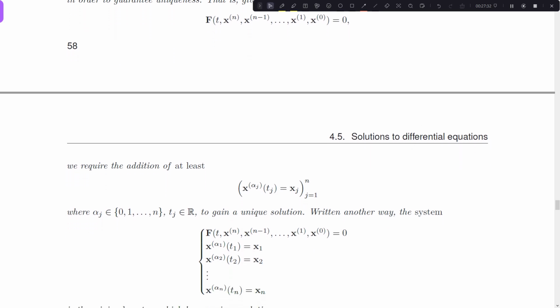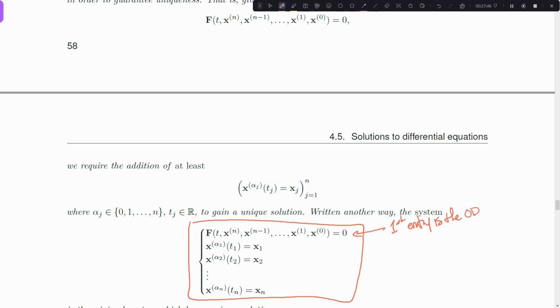So written another way, I would probably write this as a system. This is written as a big system where only the first entry is the ODE, and the rest are evaluation conditions which guarantee uniqueness. So that's the way we're going to see a lot of our ODEs show up, as systems where the first entry is an ODE and the rest are all evaluation conditions which are guaranteeing uniqueness for us.